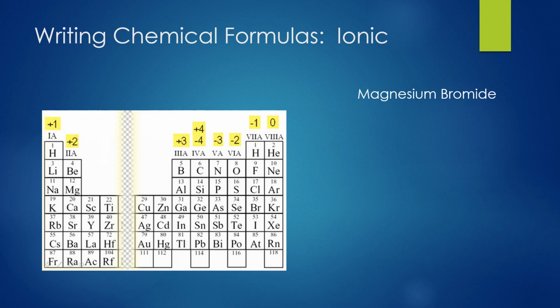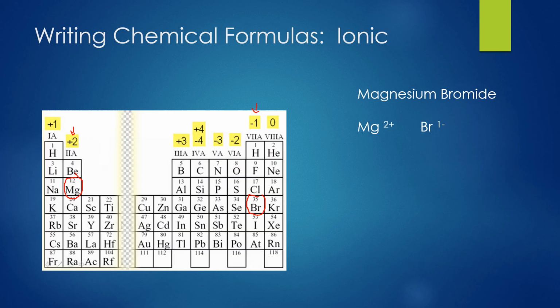So in this case, we have magnesium bromide. So we would find magnesium on the periodic table and write down its symbol with its charge. So here's magnesium, number 12. It looks like it is an alkaline earth metal, so it has a +2 charge. And then bromine is the other component of this compound, the nonmetal portion. And bromine's a halogen, so it has a -1 charge. So we write down both symbols with the corresponding charges.